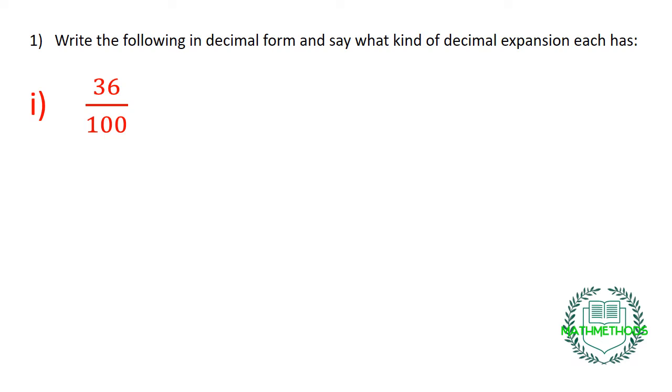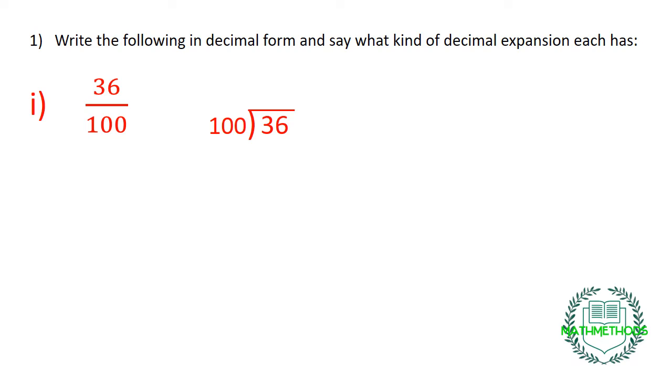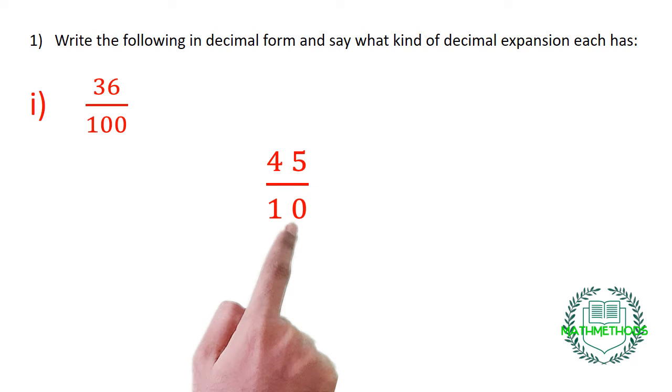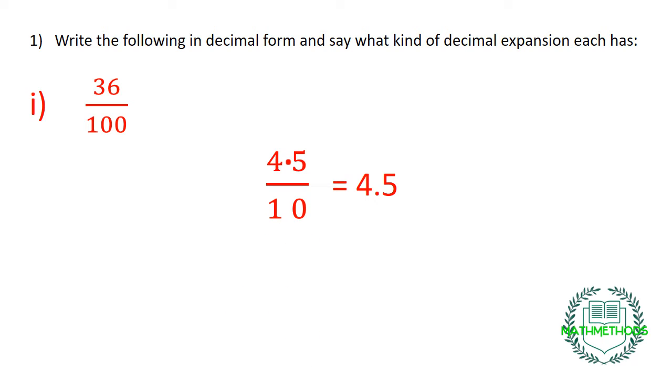Normally we perform the long division like 36 divided by 100 to write the decimal expansions. But when the denominator is a power of 10, the number starting with 1 and having only zeros after 1, then in such cases we don't actually have to perform the long division. What we can do is move the decimal point in the numerator one place to the left for each zero in the denominator. For example, 45 upon 10, there is one zero after 1. So move the decimal point one place to the left and we get 4.5 as the decimal expansion.